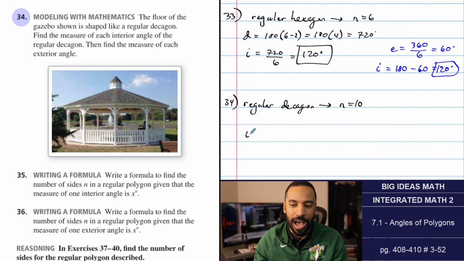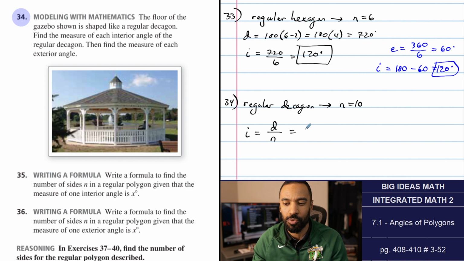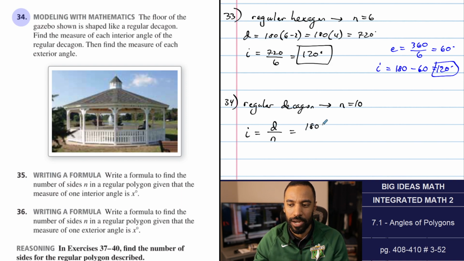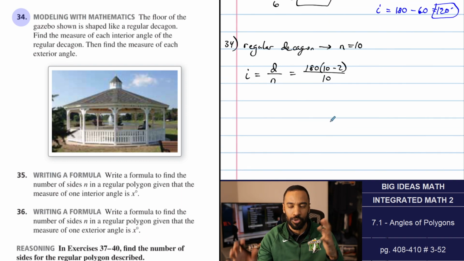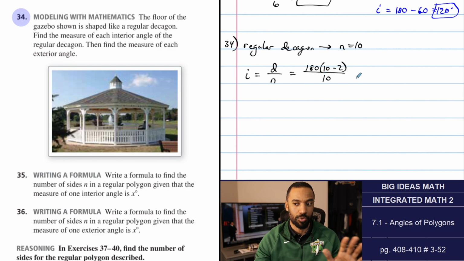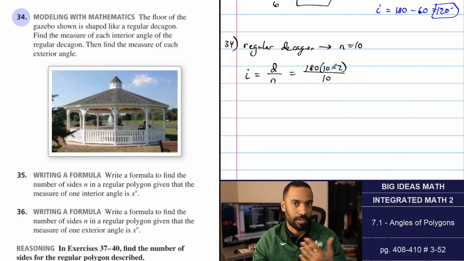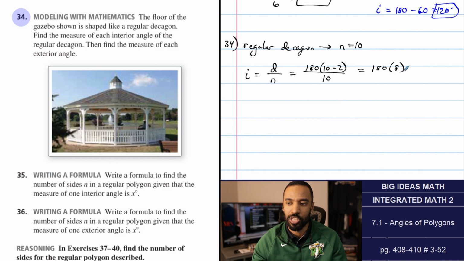Okay, if you want the all-in-one formula here, you take the interior angle sum and divide it by the number of sides, which means you do 180 times the 10 minus 2, and you divide it all by 10. There are a bunch of different ways you can go about writing this and how you want to combine them. If that becomes way too complicated, don't do that. But 180 times 8 over 10, you know why I do like this way?